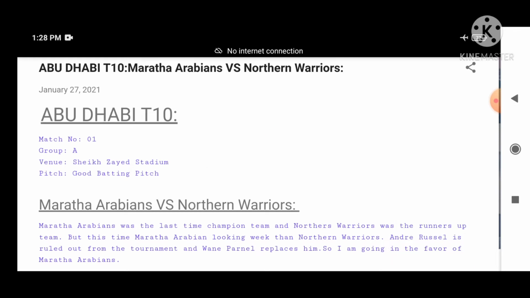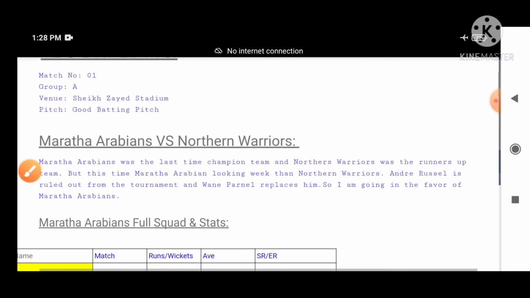One thing I make clear to all: Maratha Arabians were last year's champions and Northern Warriors were the runners up. But this year the Maratha Arabians squad has totally changed, and the Northern Warriors have some changes. Northern Warriors have lost a big punt, and Russell has been rolled out from the team, so it's a big challenge. In T10 you can't tell what is happening in 10 overs, so you have to choose upper order batsmen.